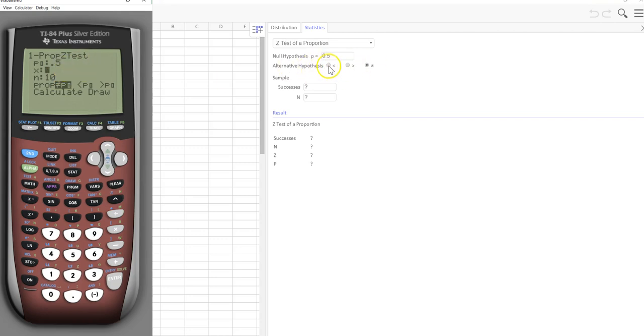In GeoGebra, it has us do our alternate next. Here, it has us do our alternate at the end, which is fine. We're looking for successes and trials, right? So let's go ahead and switch. We're looking at a greater than hypothesis, so I'm going to choose greater than for these.